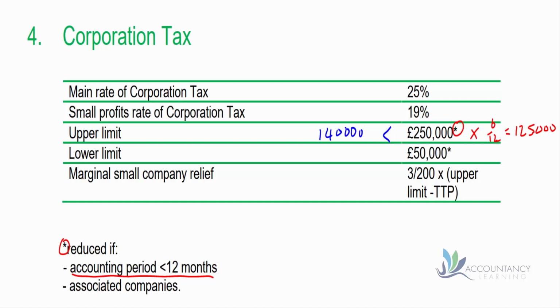So while their profits of 140,000 are less than 250,000, they're actually greater than the time apportioned upper limit. And therefore the full 25% applies. There is no marginal relief for this company. So we take our 140,000 and multiply by 25%, and that gives us corporation tax of 35,000.